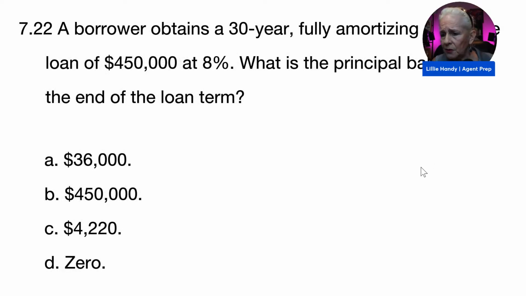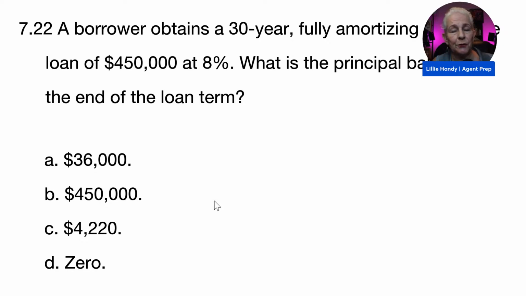Let's see what the answer says. A veteran must apply for a certificate of eligibility. Remember that it's a certificate of eligibility that they then deliver to the lender that can do VA loans, to find out how much the VA will guarantee in a particular situation.